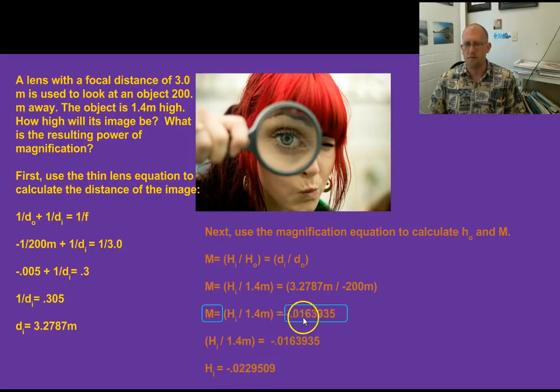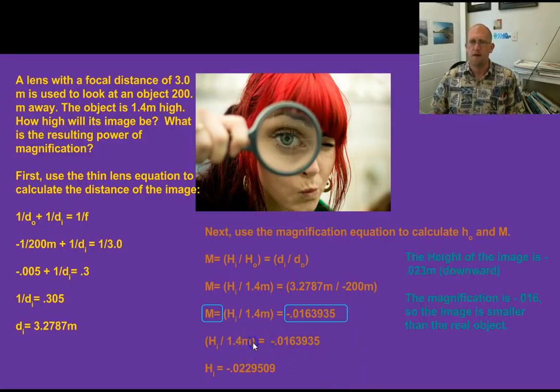In other words, it's much smaller. The magnification is such that the image is much smaller than the object. Okay, and here's the height of the image. Negative because it's going downward. So the object would be positive, would be tall like this, and the image will be inverted, will be negative down.